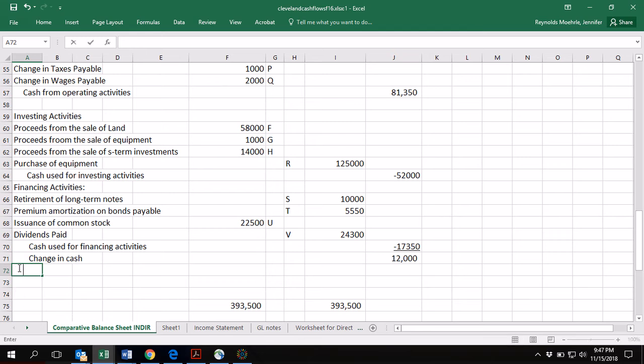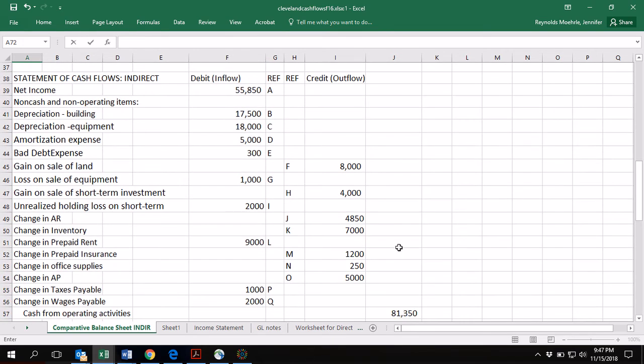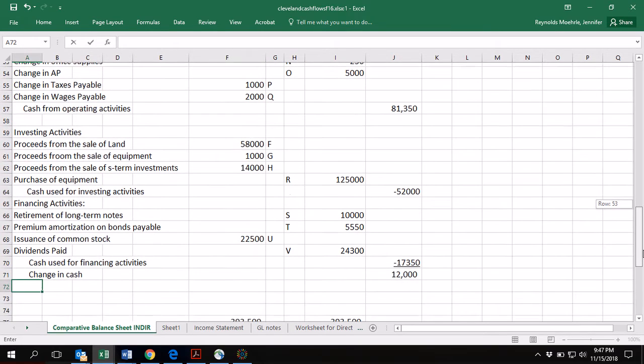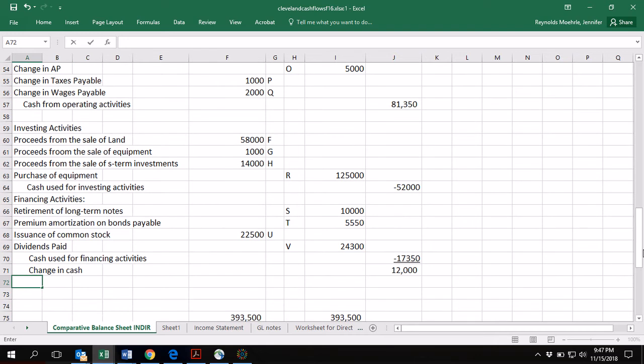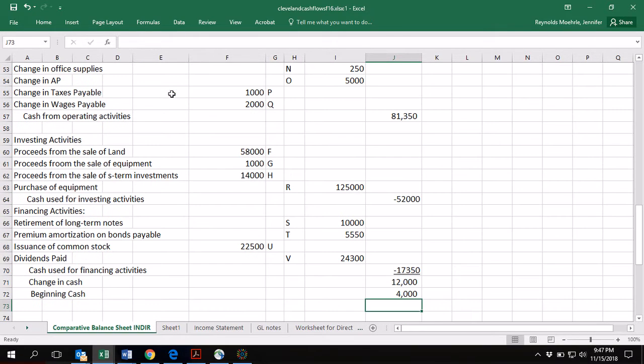We're not finished with the statement. If we were going to make the statement formal, really, we wouldn't put the numbers in two columns. We would just have positives and negatives. Make it look more, I don't know, user-friendly. But at the bottom, it wouldn't stop with the change in cash. The next line is the beginning cash, which we pick up off the balance sheet. Right, we're basically proving the change in cash on the balance sheet. That's what we're doing here.